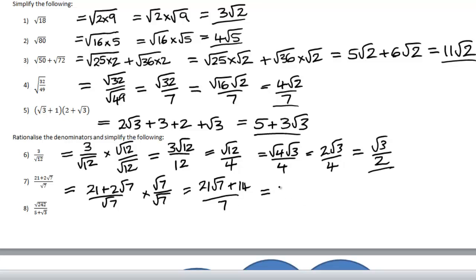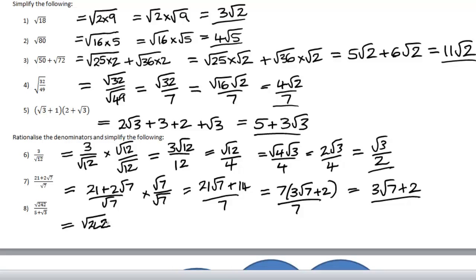This will simplify because the 2 terms on the top are factors of 7, so let's factorize it first. Always good practice to factorize rather than just cancelling out. 7 lots of 3 root 7 plus 2 over 7 leads us to an answer of 3 root 7 plus 2. The last one probably goes beyond the bounds of GCSE into an AS type problem. What we have here is a combination of a rational part and a surd part on the bottom.